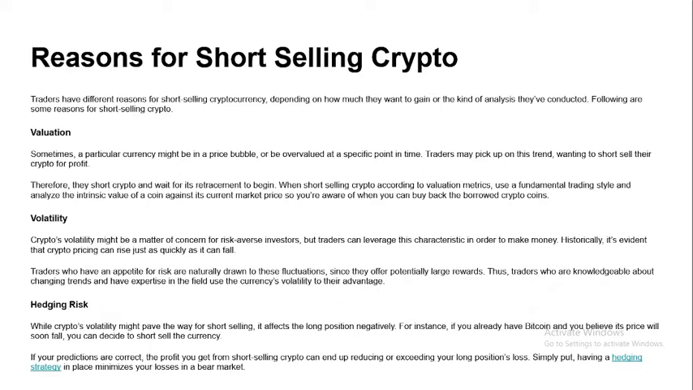Volatility. Crypto's volatility might be a matter of concern for risk-averse investors, but traders can leverage these characteristics in order to make money. Historically, it's evident that crypto prices can rise just as quickly as they can fall. Traders who have an appetite for risk are naturally drawn to these fluctuations since they offer potentially large rewards. Thus, traders who are knowledgeable about changing trends and have expertise in the field use the currency's volatility to their advantage.